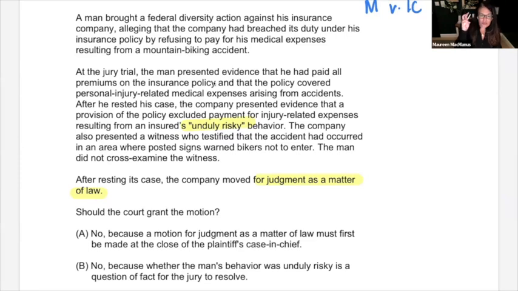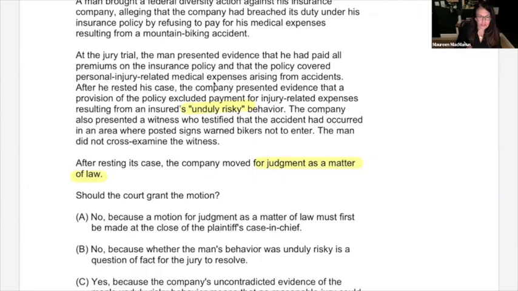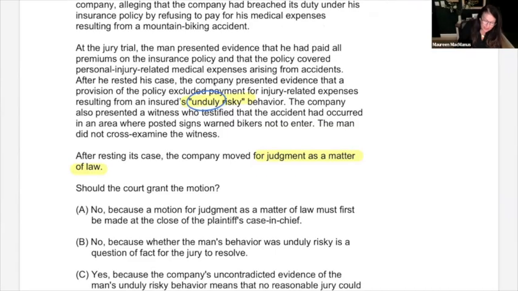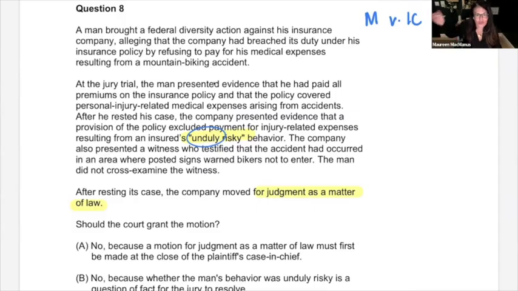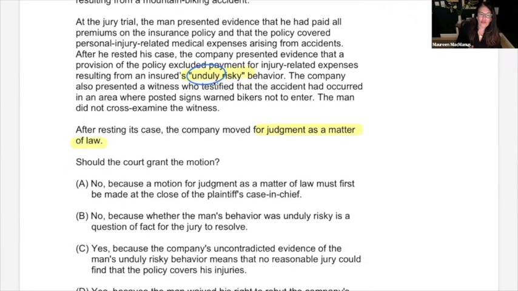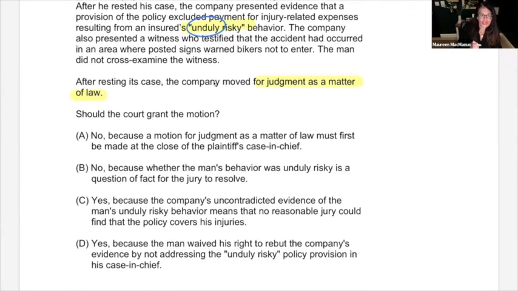So there was this unduly risky provision. The company also presented a witness who testified that the accident had occurred in an area where posted signs warned bikers not to enter. So there's a warning sign, and from that, I'm like, all right, well, it tells us not to enter. So does that automatically make it unduly risky? And there's a big if there, because what does it mean to be unduly risky? It's not that it's just risky. I think most people would say that it's risky, but we have to know more to determine whether this is unduly risky. So after resting its case, the company moved for JMOL. So should the court grant it? So let's go through the answers.